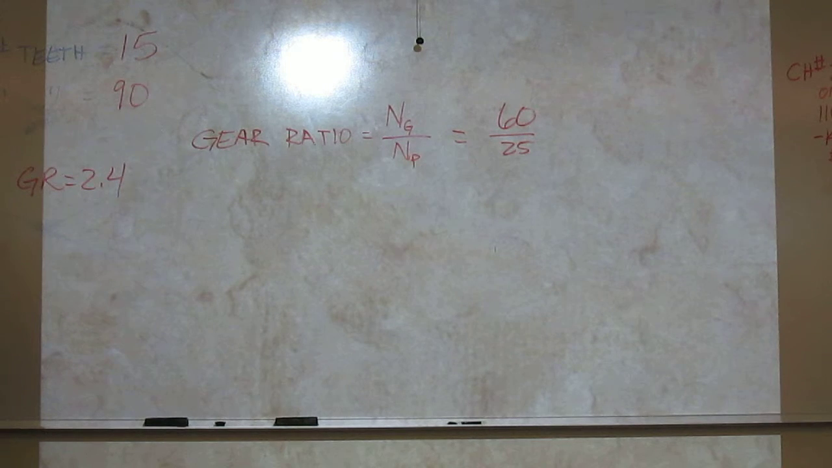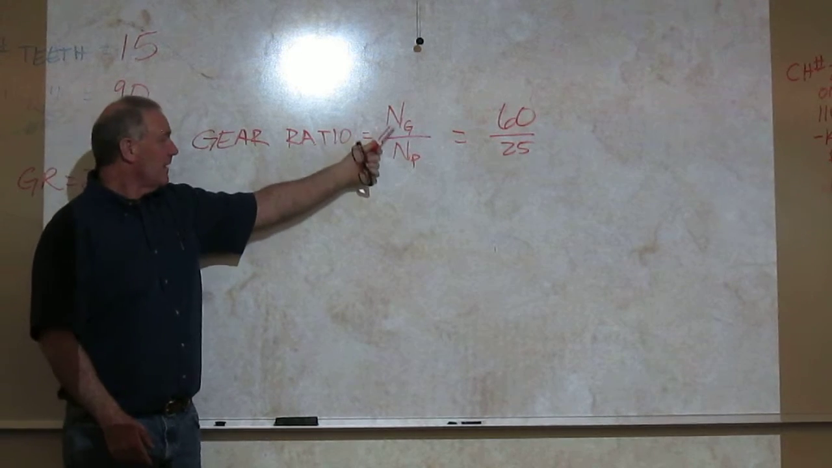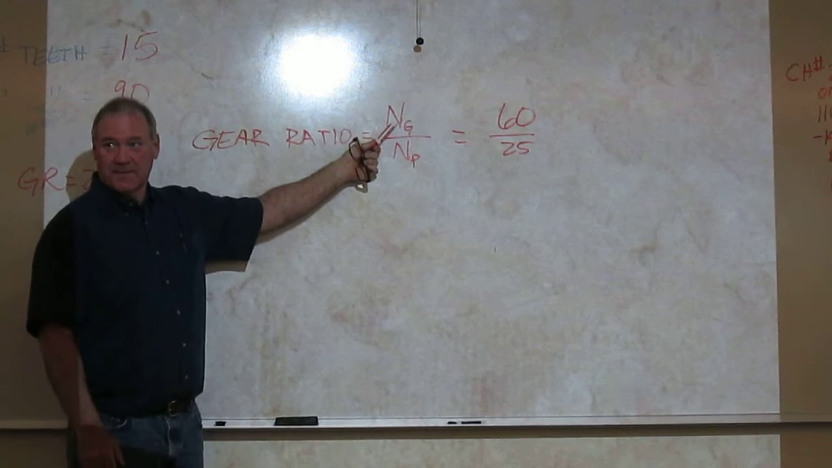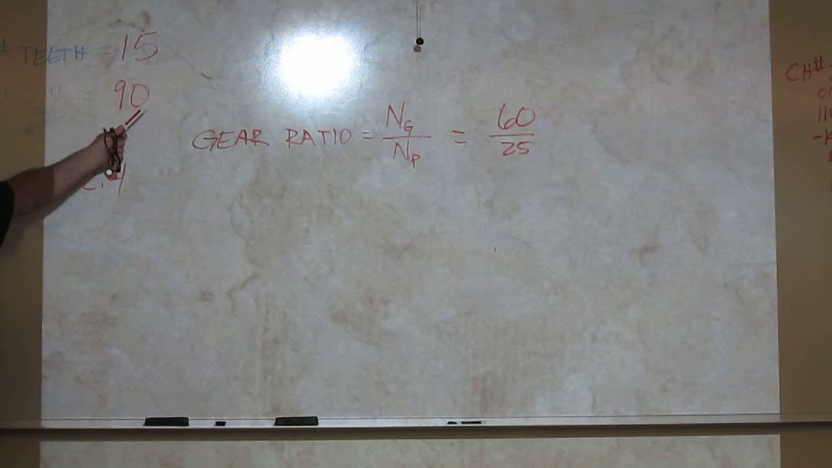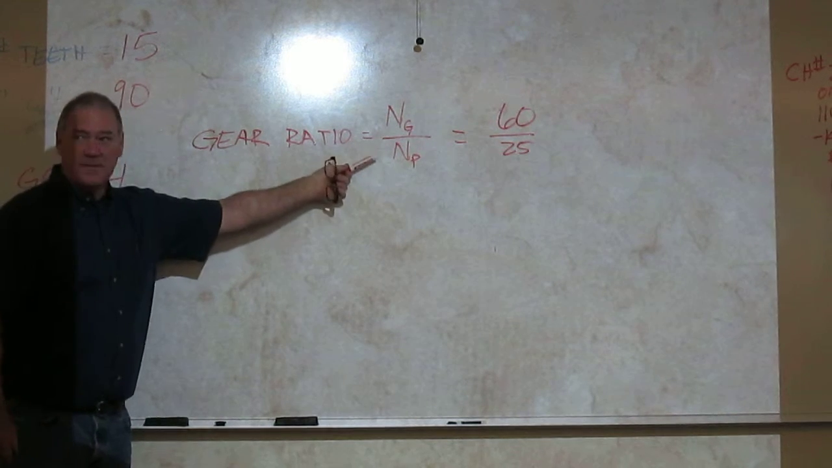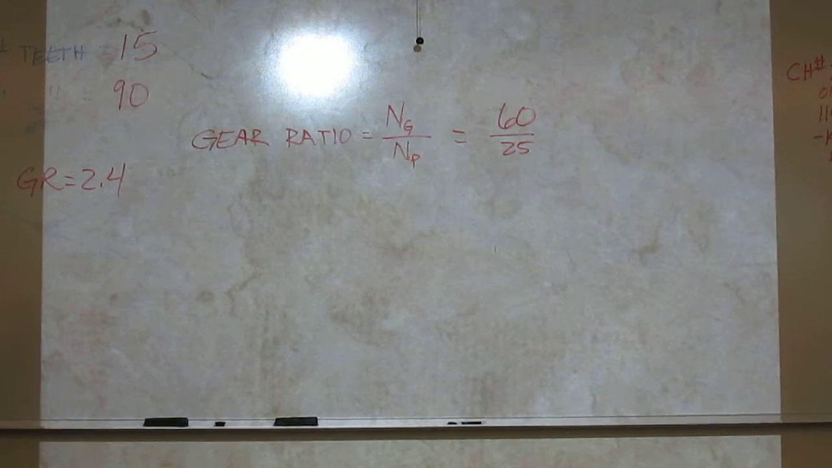I want to try that here. Let's plug these numbers in. Here's my gear ratio, right? N sub G is the number of teeth on the gear. What's that? 90, you can't see it. Okay. Number of teeth on the pinion are 15. So it would be 6. I don't have a calculator. You do. 90 divided by 15, 6. Okay? Y'all understand how to do this process?